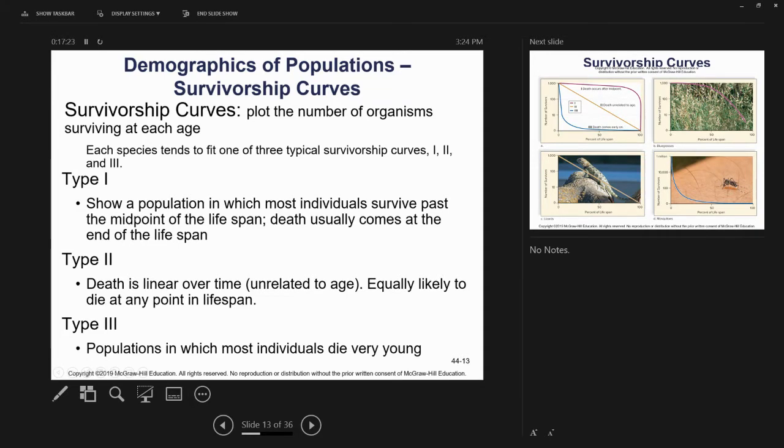Type 2 is a linear death curve. It's not really a curve, it's a straight line. Death is unrelated to age. You are equally likely to die at any point in your lifespan. This tends to be true of rodents. Think of a squirrel. They're equally likely to die at any point in their life.